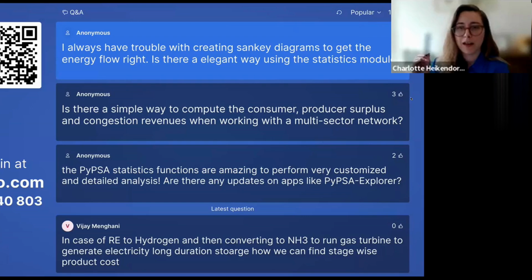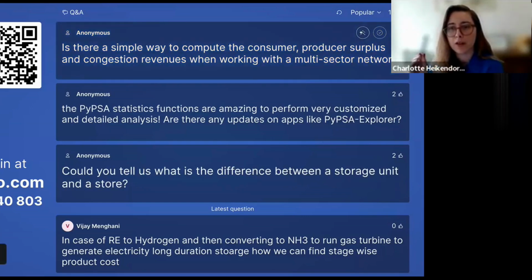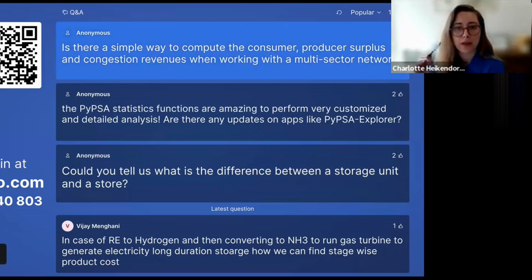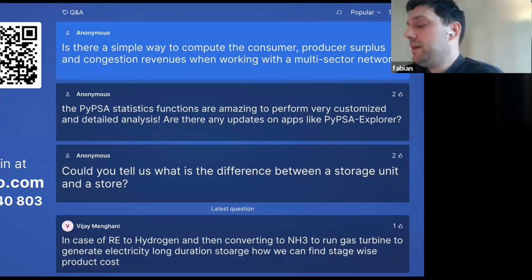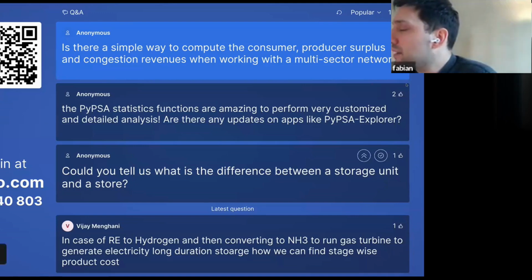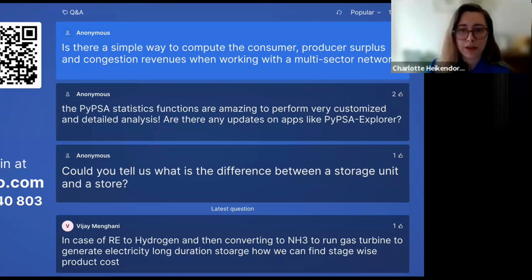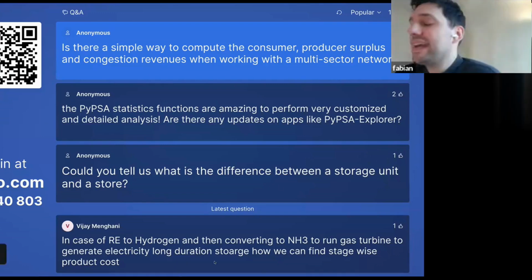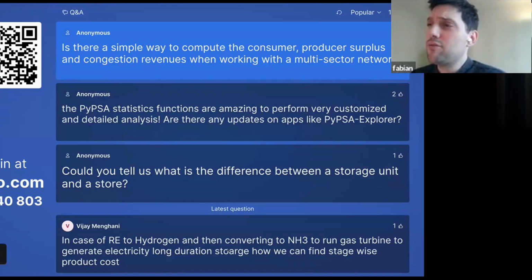Thank you. There's a question here saying, is there a simple way to compute the consumer and producer surplus and congestion values when working with a multi-sectoral network? What was the second? Consumer surplus and congestion revenues. Yes, congestion revenues. I already talked about that.